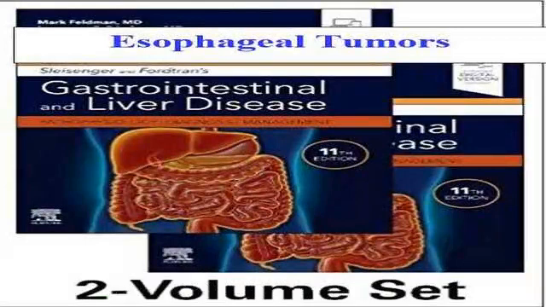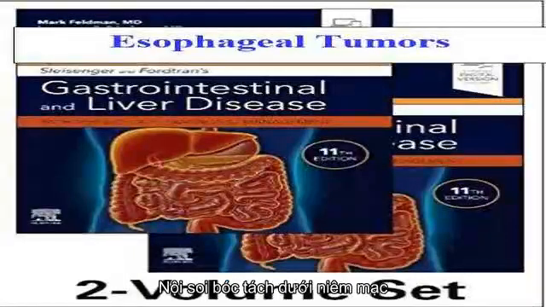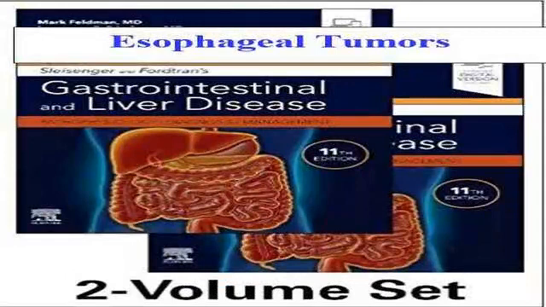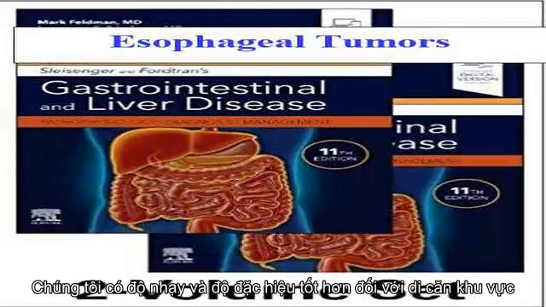Hence, advanced techniques such as endoscopic mucosal resection, EMR, and endoscopic submucosal dissection, ESD, play a pivotal role in determining the true extent of invasion. When compared to CT, EUS has better sensitivity and specificity for locoregional metastasis.